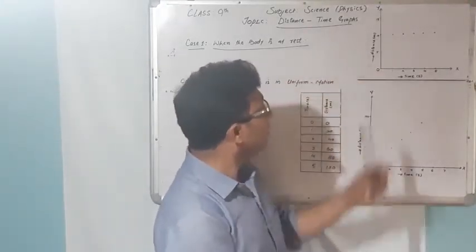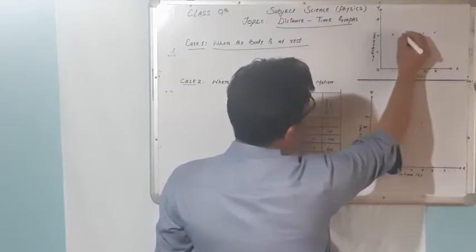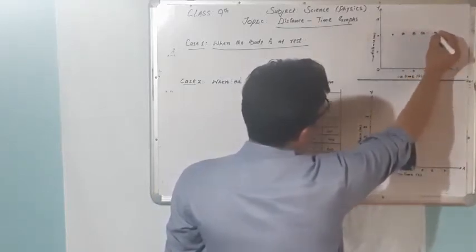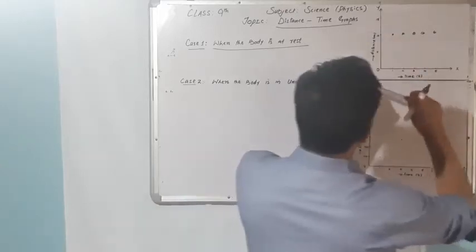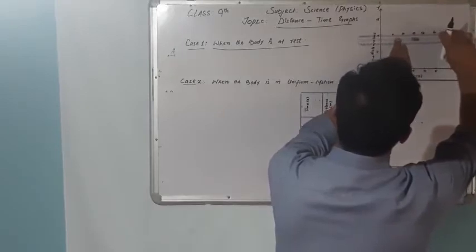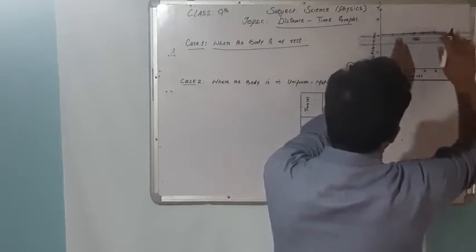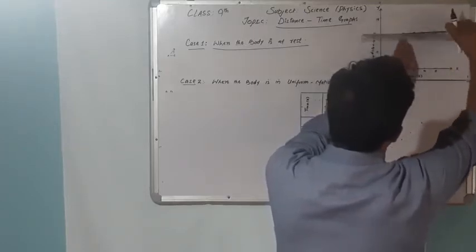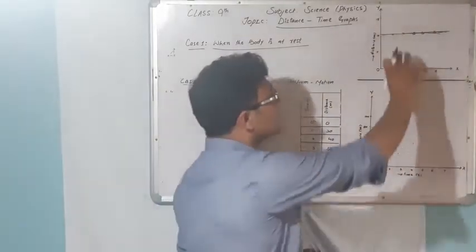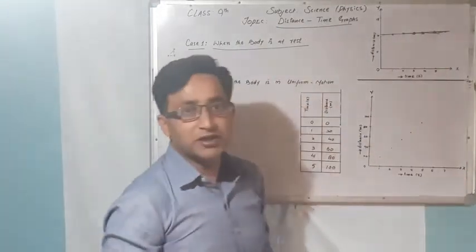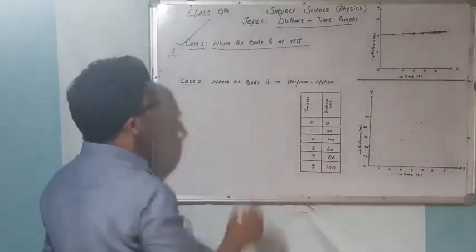And when we plot the graph in this situation, when we join these points, here we get a straight line that runs parallel to the time axis. This is the type of graph which we will obtain when a body is at rest in distance time graph. So this was the first case when the body is at rest.